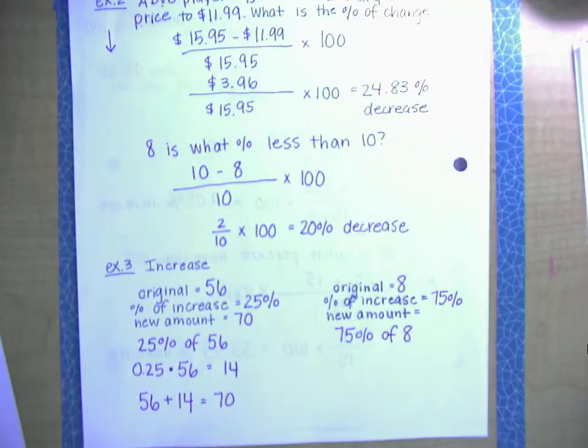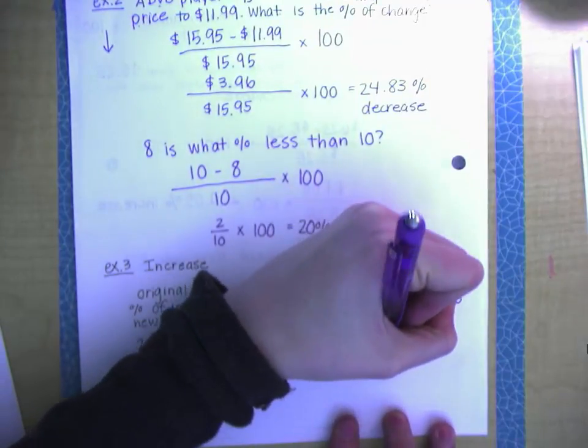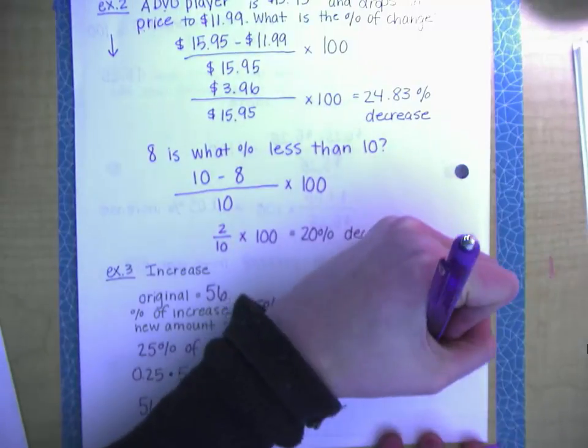And how did I do that? 75% is 0.75 multiplied by 8. And if I multiply 75% times 8, what does that give me? 6. Do you agree? Yeah. Okay.